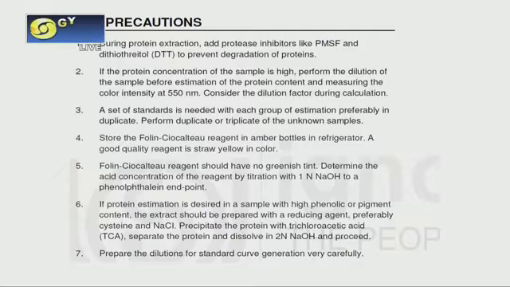For protein estimation in a sample with high phenolic or pigment content, the extract should be prepared with a reducing agent like cysteine or NaCl. And all the standard curves should be prepared with utmost care. Because if there is a problem with the standard curve generation, then there may be an error in the estimation of the protein in your sample. So you should be careful. So that is all about the quantitative estimation of protein, that is through the Lowry method.